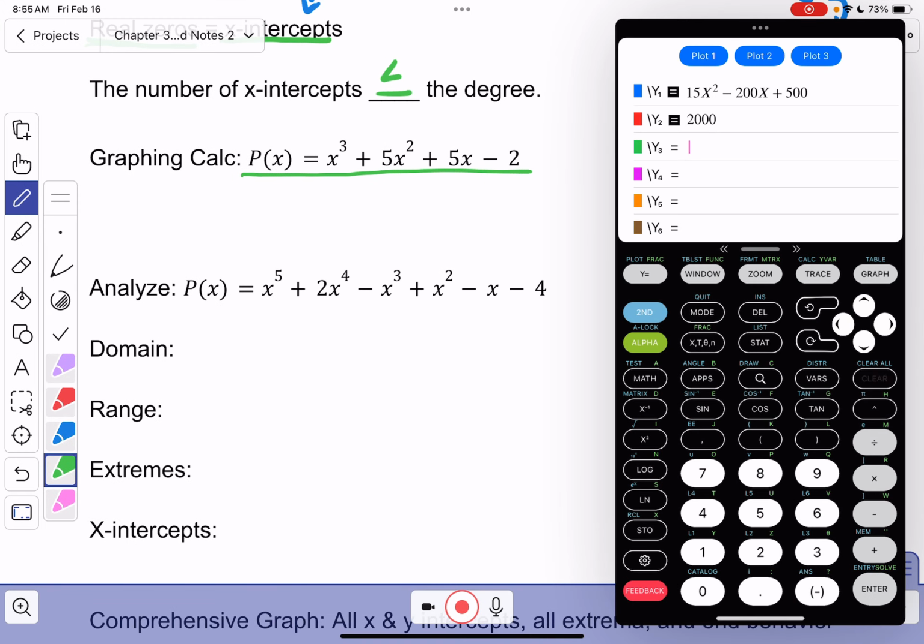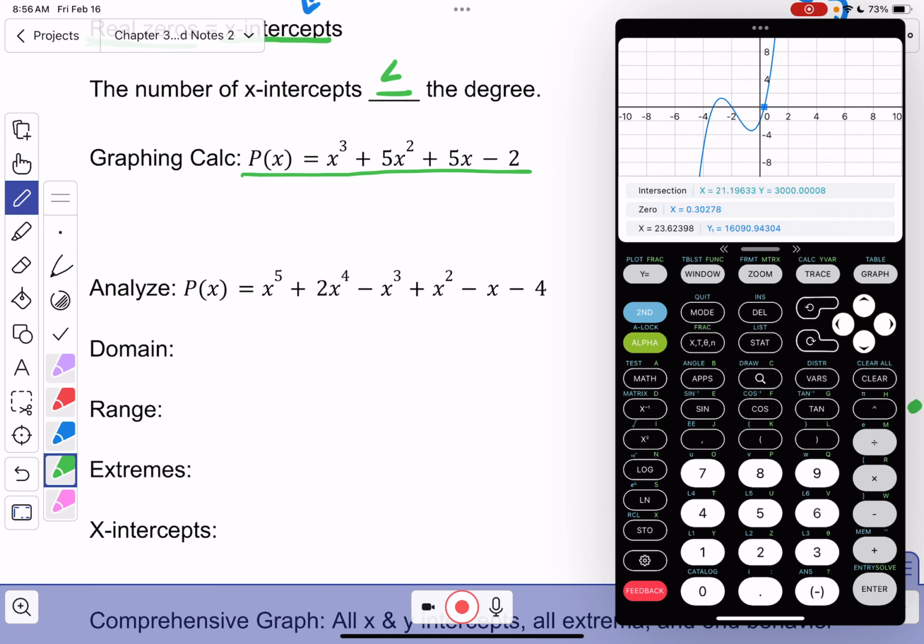Y1. So I'm going to clear all these out. X cubed, and so I can do that caret button over here for cubed. Arrow down, plus 5x squared plus 5x minus 2. And I'm going to zoom 6. So here I can see intercepts, I can see max and mins. So let's find our x-intercepts.